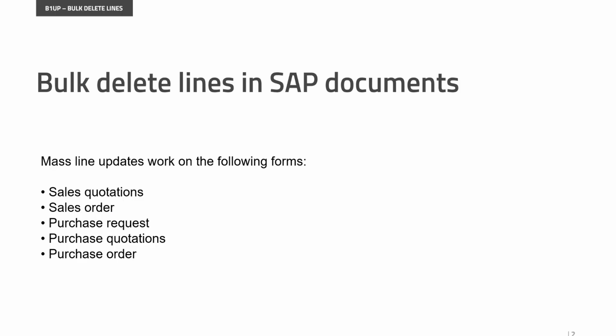This version comes with the delete lines functionality that enables us to delete lines in bulk on SAP documents. The mass delete lines feature will work on sales quotations, orders, and purchase requests, quotations, and orders. Let's see a brief demo about the functionality.